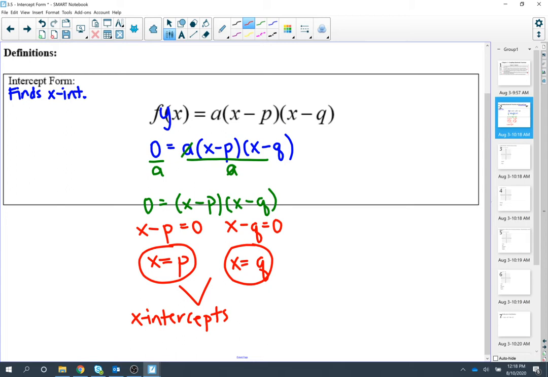Now, there's one other thing we're going to write down, and this will all make more sense when we actually do an example: your axis of symmetry. So x equals p plus q divided by 2. And keep that in mind. Write it down, and like I said, once we do an example, that'll make more sense.